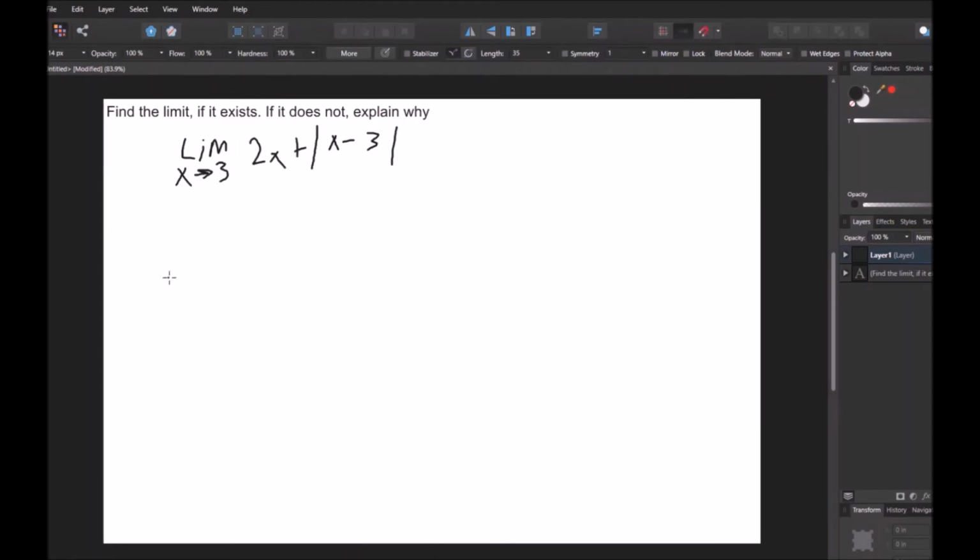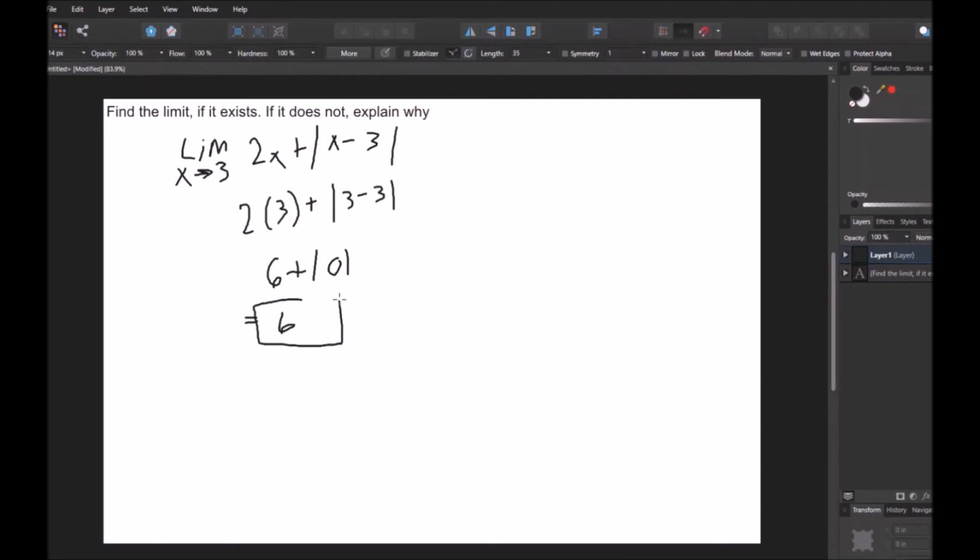Okay, so in this next problem we're asked to find the limit if it exists, and if it does not exist, explain why. And the limit we're given is the limit as x approaches 3 of 2x plus the absolute value of x minus 3. So what I'm going to do is just do direct substitution and plug in 3 wherever I see x. So I'm left with 2 times 3 plus the absolute value of 3 minus 3. That's going to be 6 plus the absolute value of 0, which is just 0, meaning our final answer is 6.